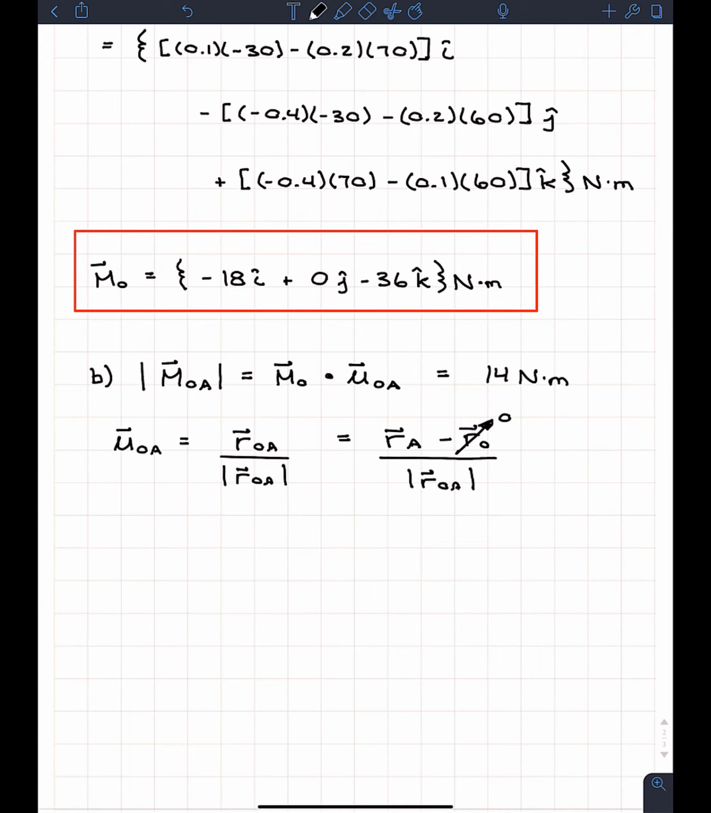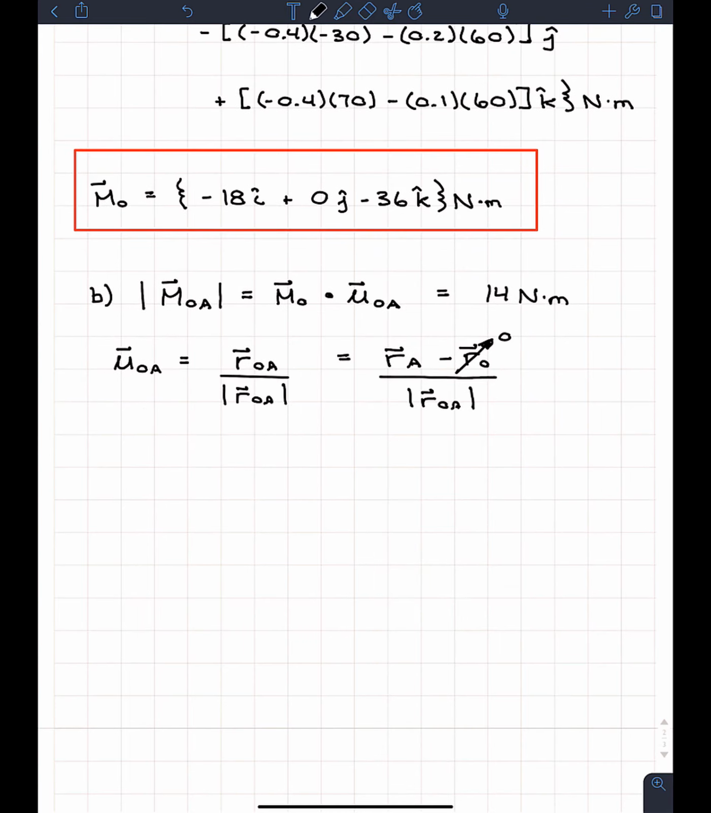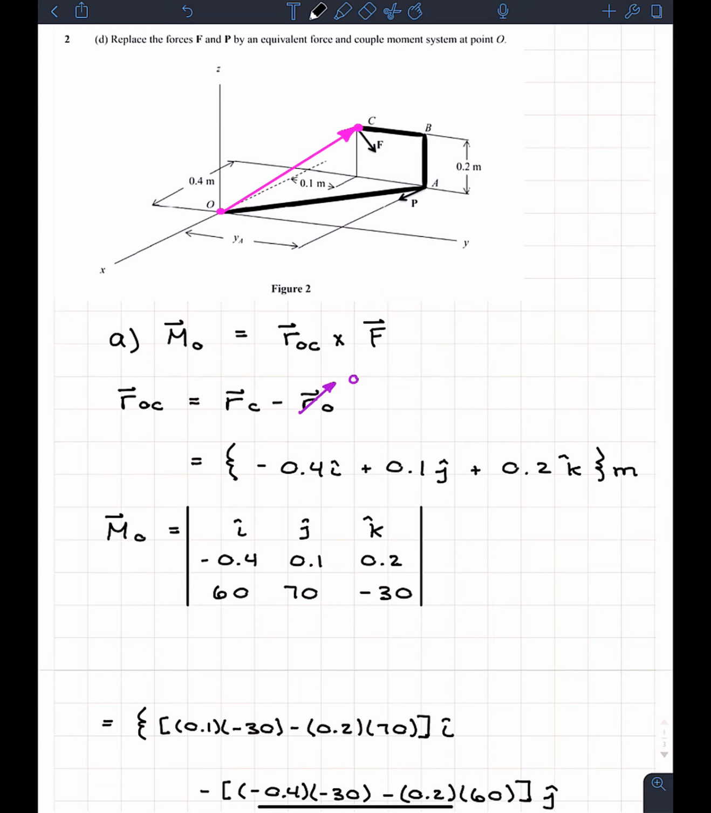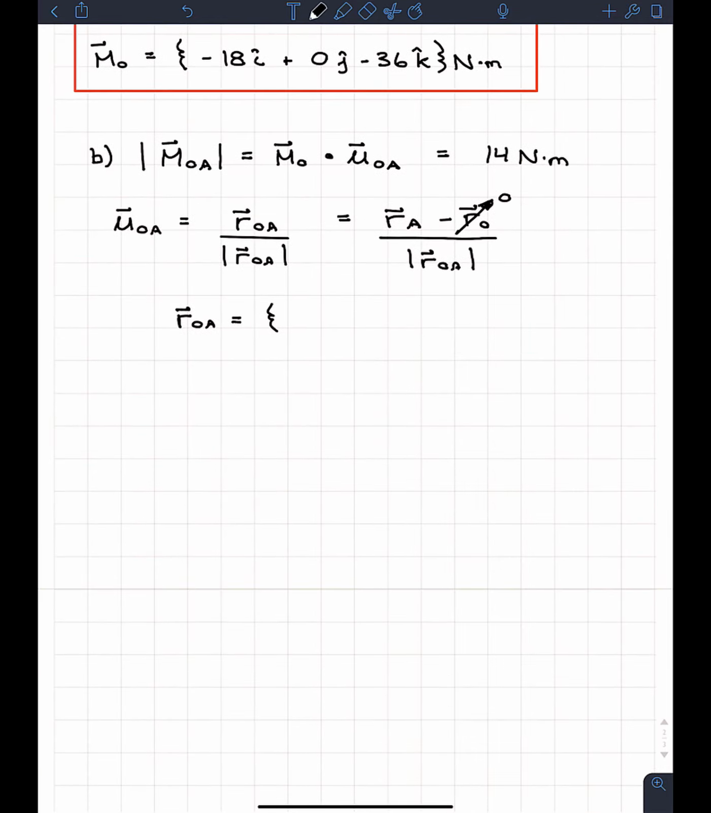All right, that doesn't seem too bad. So ROA is going to be equal to, in brackets, just the coordinates of A. If we look at the x coordinate of point A, we see that it's negative 0.4. It goes back 0.4 meters. So we're going to have negative 0.4 in the I direction.